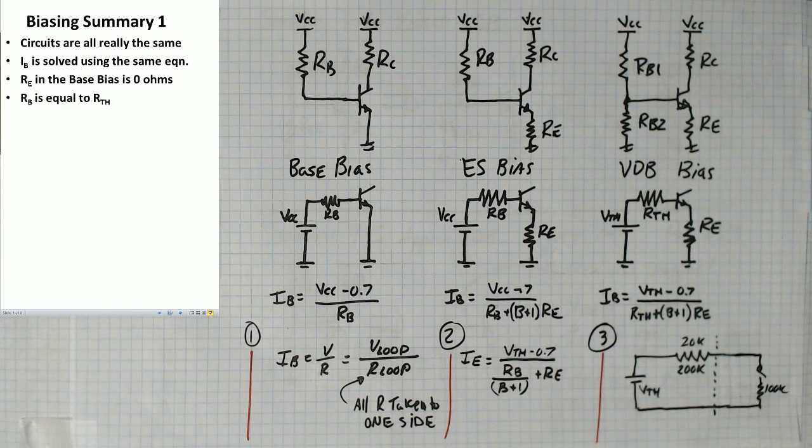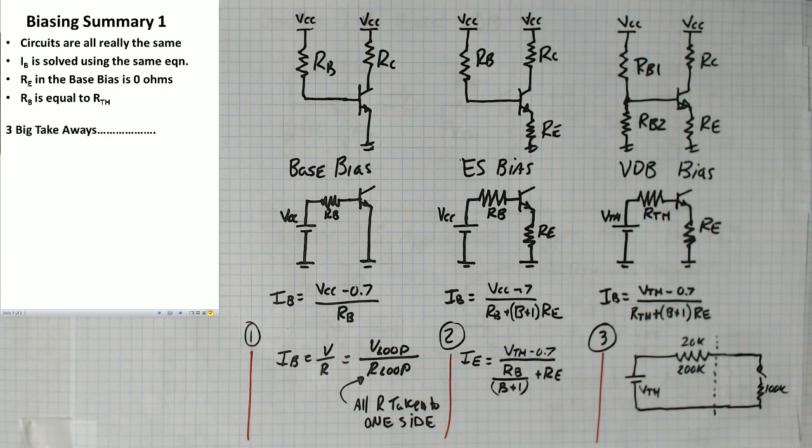The other thing you might notice is that these two have RB and this one has RTH. Well, in fact, these ones are actually using RTH as well. But in these two, RTH is just a single resistor, and it's the base resistor. So it's all the same.